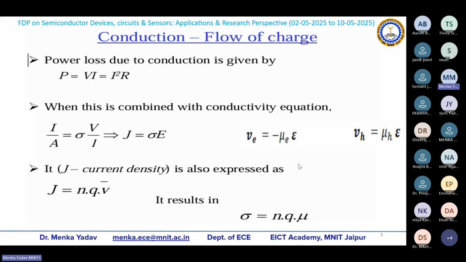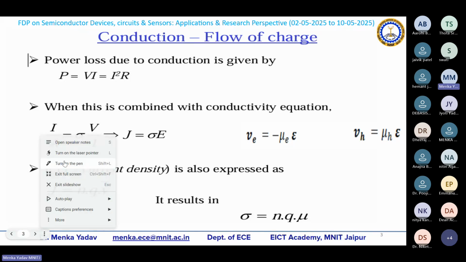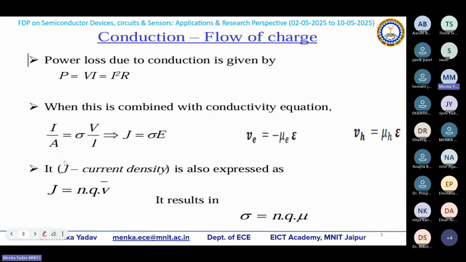So basically, what is conduction? Conduction is the flow of charge carriers, and because of that the power loss is there. Conduction happens with the help of the flow of charge carriers, and the power law is P equal to I into V, which is applicable for all devices, linear and non-linear. So when this is combined with the conductivity equation, what will we get?